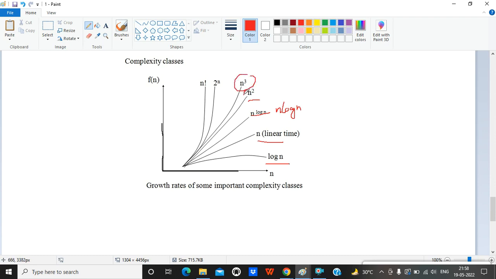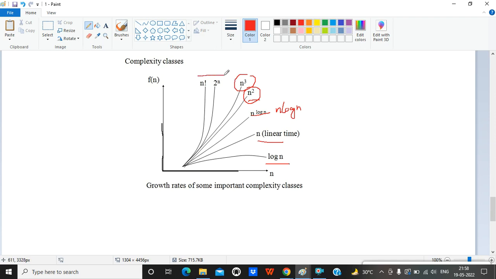I am taking this picture today. Otherwise, I have to show this picture after the growth rate concept. Here, n square, n cube. You may have up to 2 to the power n, n to the power 4, in that way n to the power x you can have.